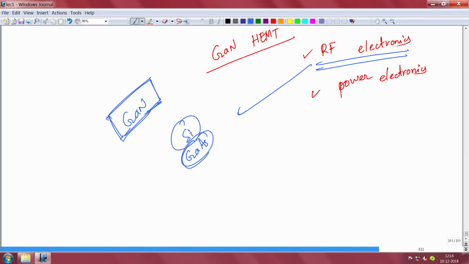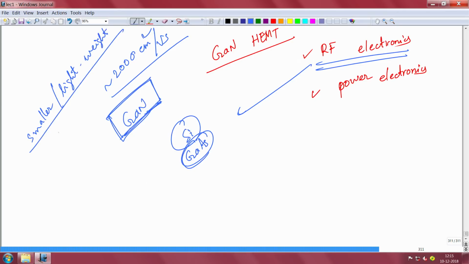It also has very high charge density in the 2DEG, so its mobility is also high, around 2000. Not as high as gallium arsenide, but it's okay. It also has high velocity, so a very high density current can flow, so you can make smaller devices which are lightweight. It can take much higher current. It has polarization, so you don't need to dope. Since it can take much higher current, you can make smaller footprint devices which are also more efficient.